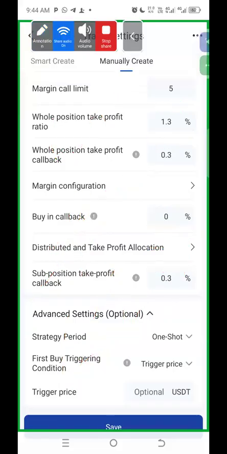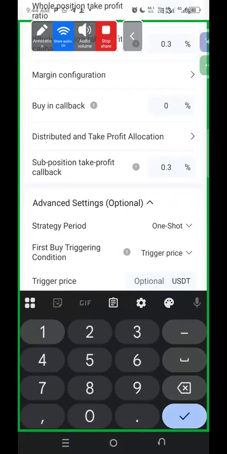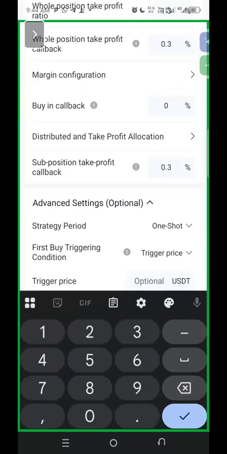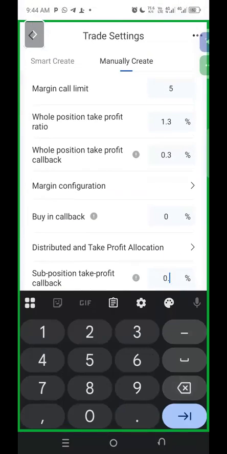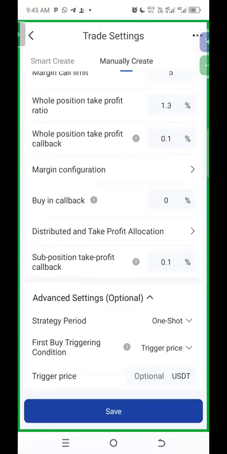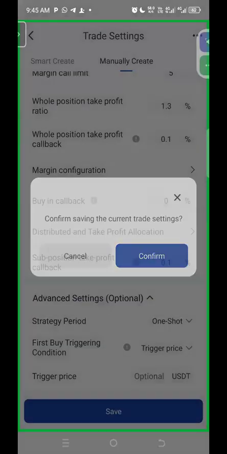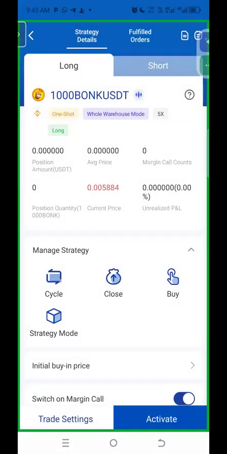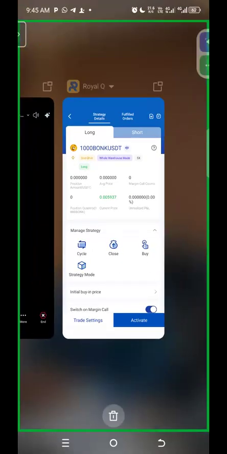Okay, so that is it. 0.1. Which one is this? Okay, 0.1, 0.1. Then after you are done, you save the trade, you confirm. Right. Good. Let me get back. If you have any question, ask.